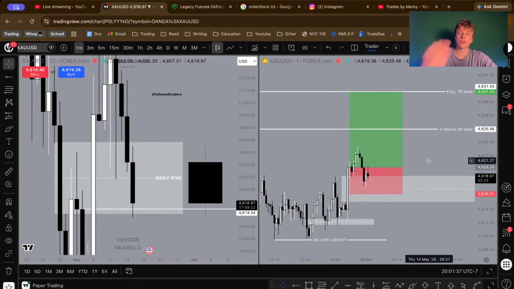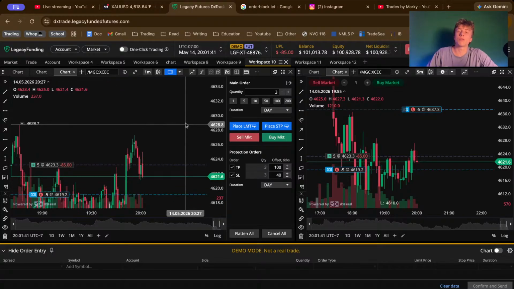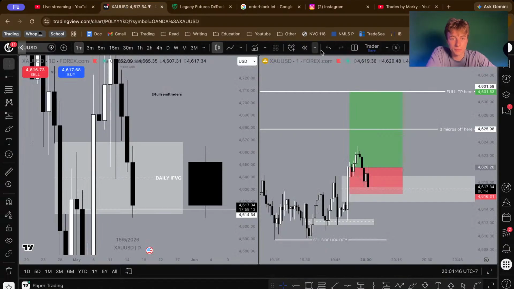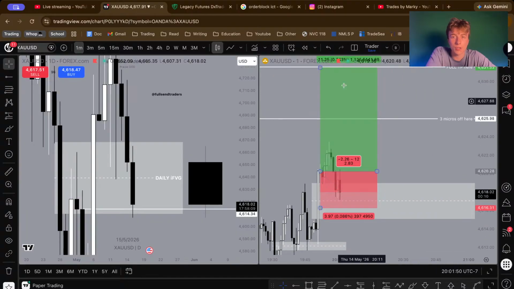All right, let's check it out because we're probably going to have to wait a little bit longer for our trade to hit. We're back just around where we entered. So let's see how we start reacting around here.